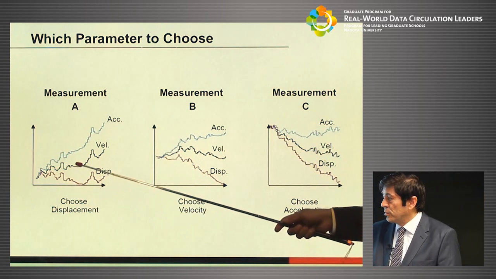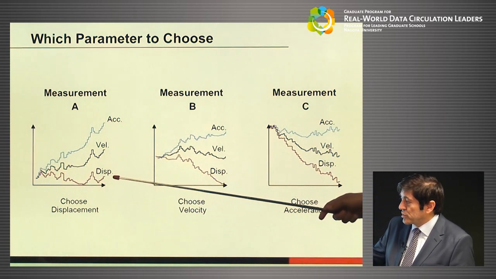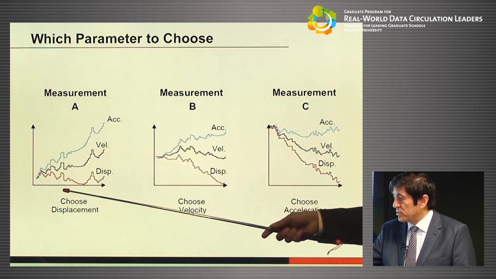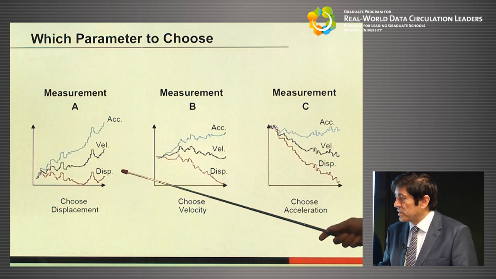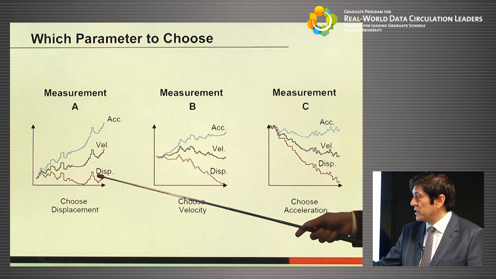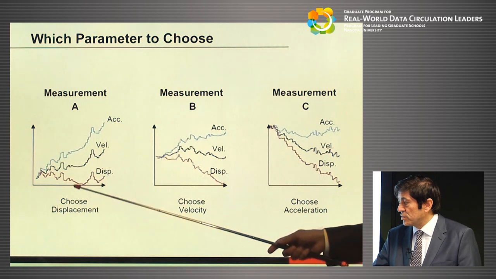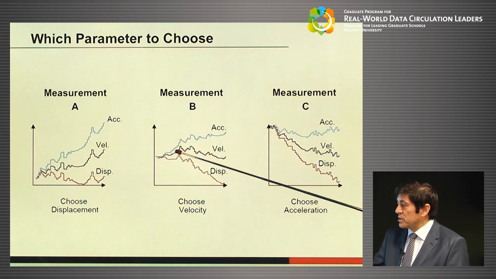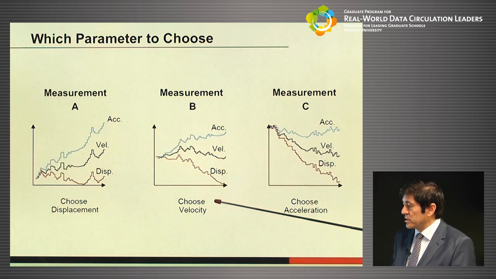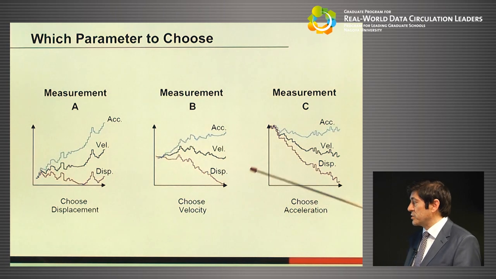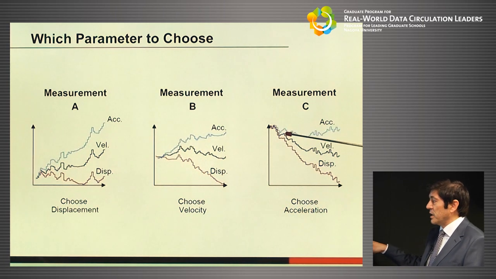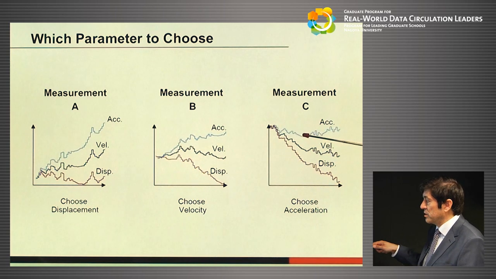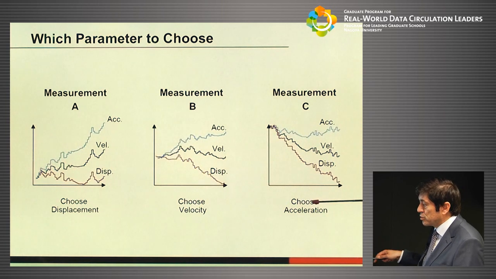For instance, in this case, if you look at the frequency domain, displacement is almost constant, velocity is increasing, acceleration is increasing. As frequency increases, the displacement signal stays almost constant. So in this case, we should choose displacement to examine the signal. If velocity is almost constant among those three signals, we should measure velocity and examine velocity. And in the last case, if acceleration is almost constant and the other two are changing a lot, then we should choose acceleration.